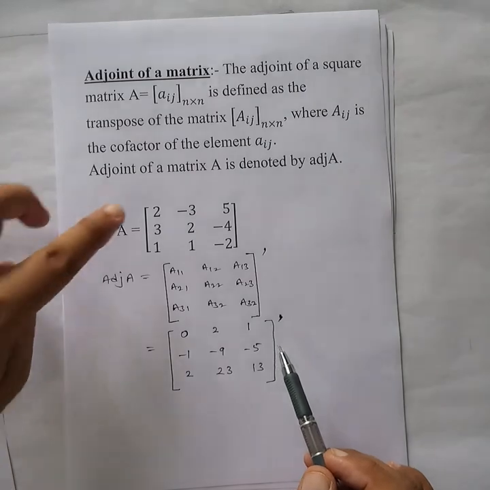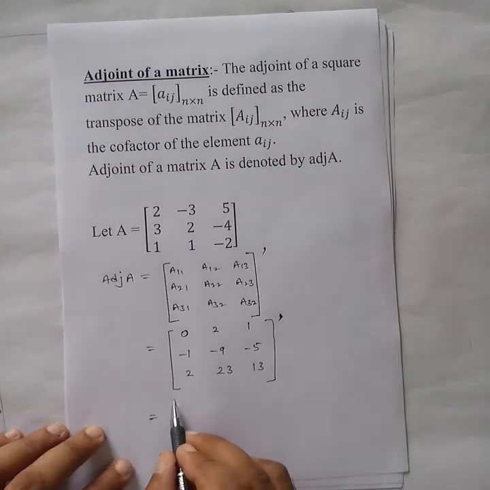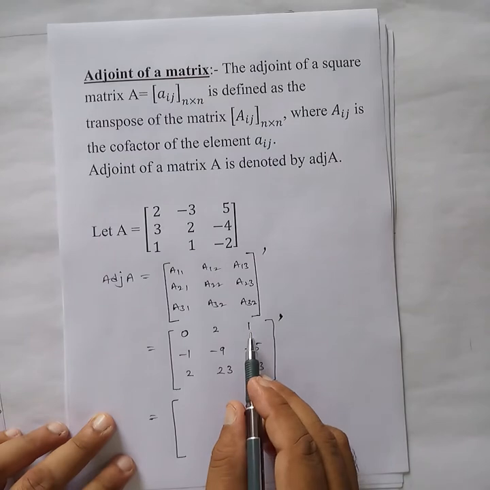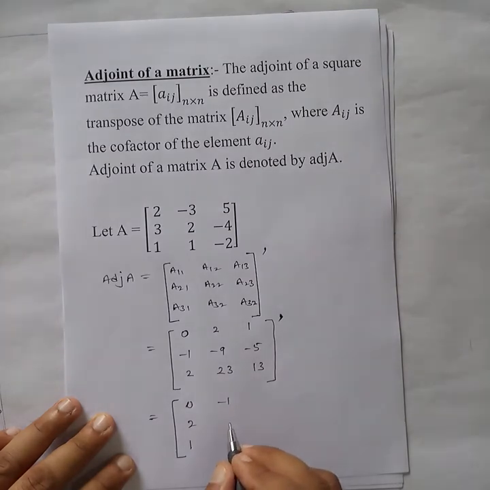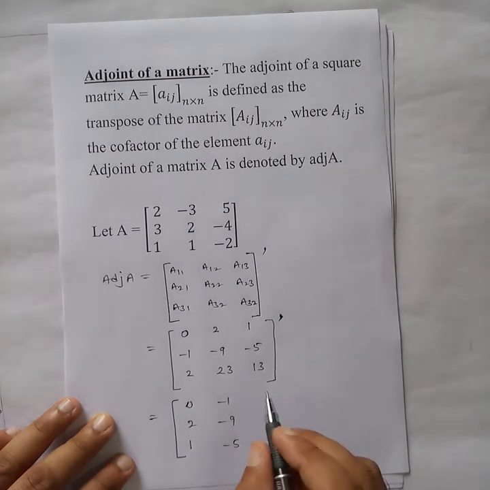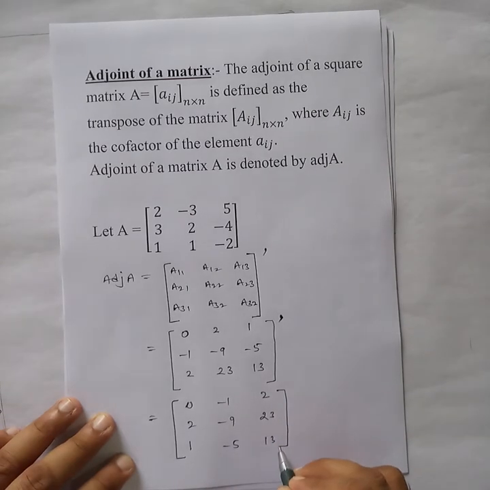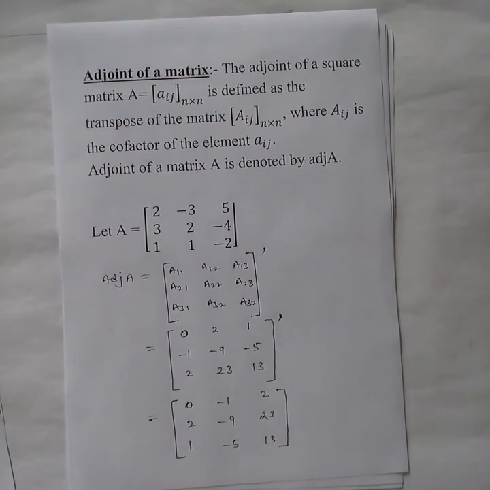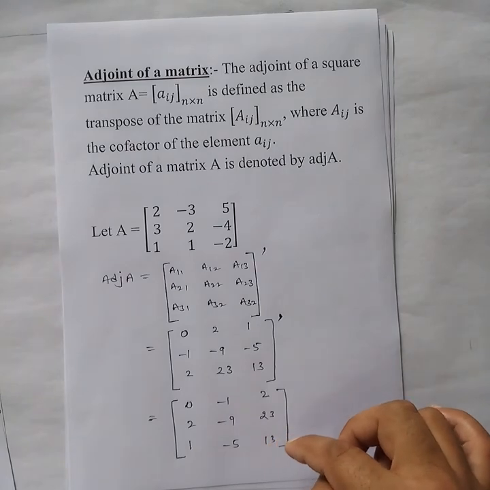To get the adjoint of this matrix, we will have to take the transpose of this matrix. So adjoint will be, you have to change the rows into columns. First row into first column, second row into second column. So you get minus 1, minus 9, minus 5, third row into third column, 2, 23, 13. So what is the method to find adjoint of a matrix? First of all, we have to find out cofactors of each element. We have to write them at their respective positions and then take transpose of the matrix so obtained. Then we will get adjoint of that matrix.